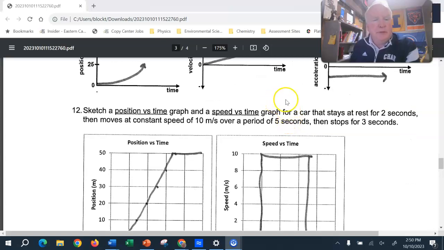All right, number 12. If you guys are listening right here in the room, number 12 is really important. It's very likely that you're going to see something like this on the test.